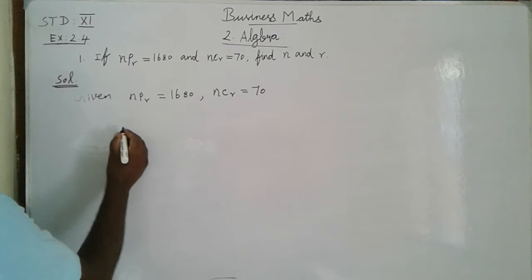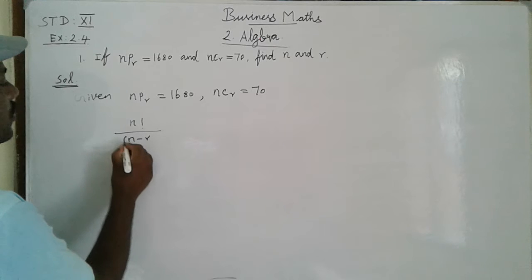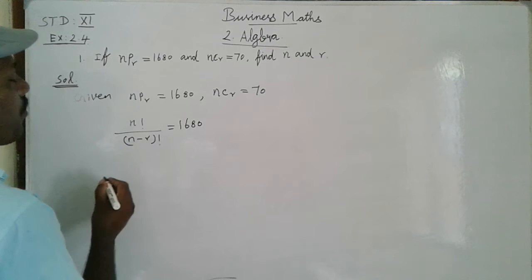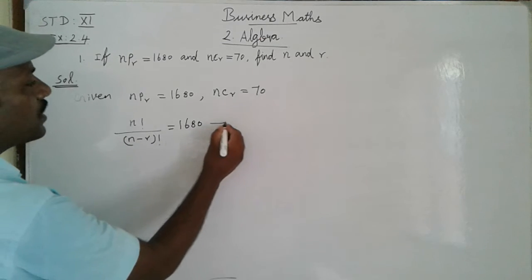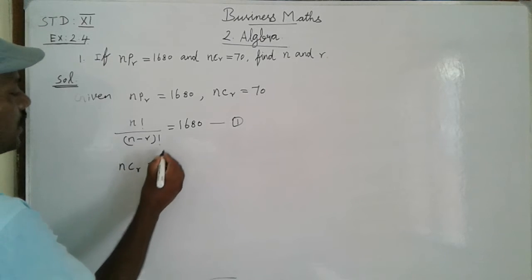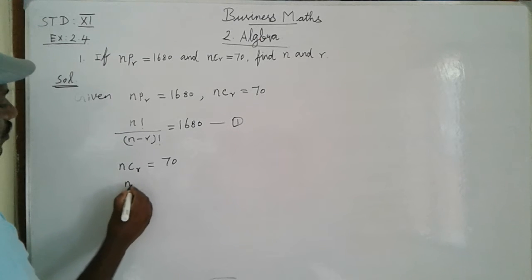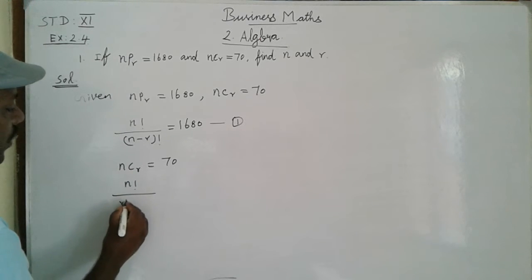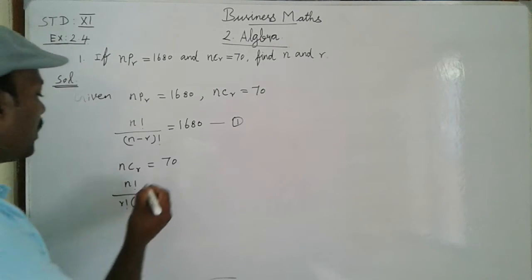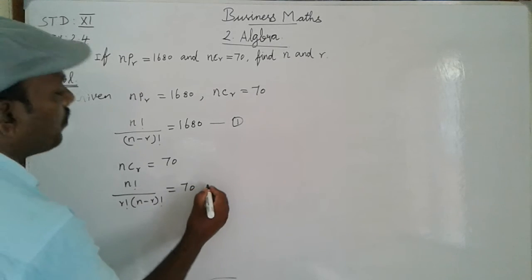So nPr, we know the formula: n factorial divided by (n minus r) factorial equal to 1680. So this is equation number 1. Next, nCr equal to 70. So the nCr formula is n factorial divided by r factorial into (n minus r) factorial, that is equal to 70. This is equation number 2.